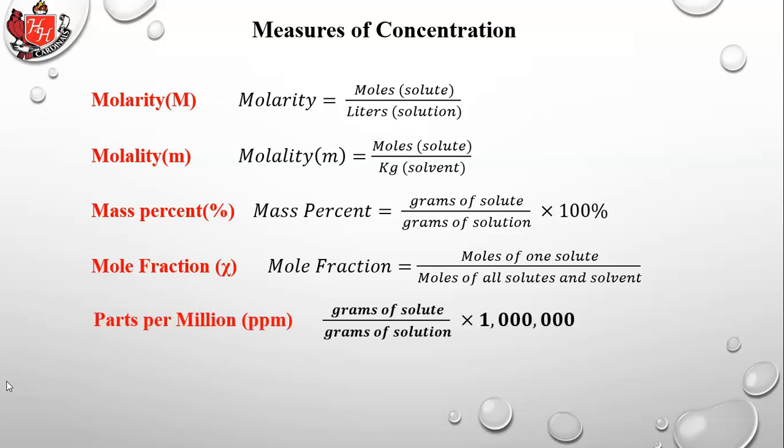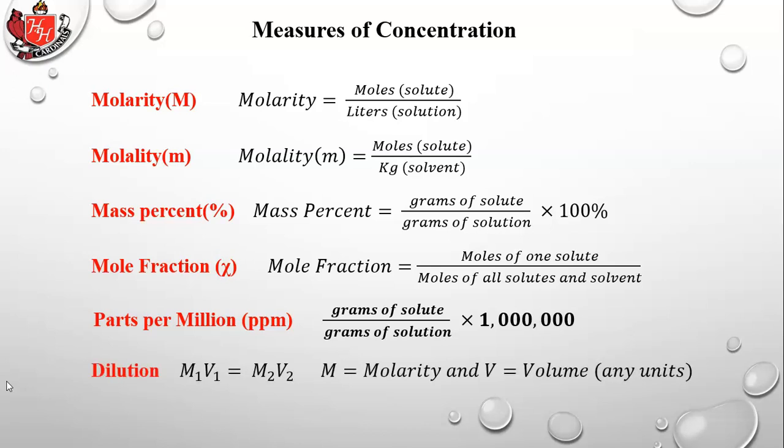And then parts per million, that's done exactly the same way as mass percent. It's grams of solute over grams of solution, except you multiply by 1 million instead of by 100%. That's used when there's very small concentrations of the solute in the solution. Finally is dilution, and dilution is the molarity before the dilution times the volume. That's going to equal the molarity after the dilution times the volume after the dilution.